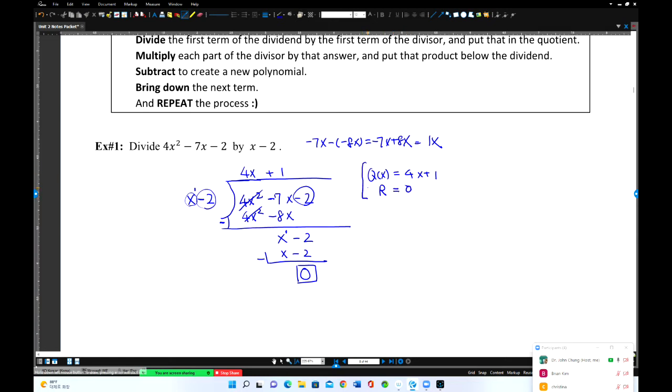You can answer this way, or express 4x squared minus 7x minus 2 as divisor times quotient. The divisor is x minus 2 times the quotient 4x plus 1, and the remainder is 0. You don't have to write down 0. Or you can keep the denominator x minus 2, and express it this way too. How does it look? This is out, so 4x plus 1. That's it. We have two different expressions.